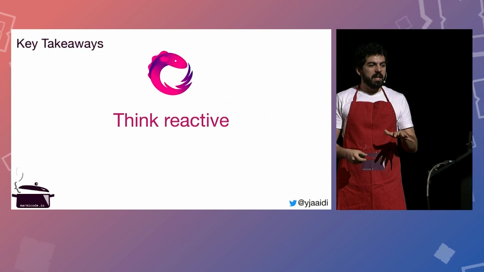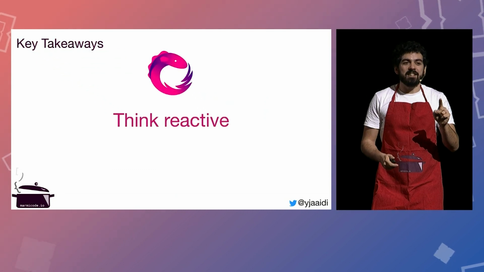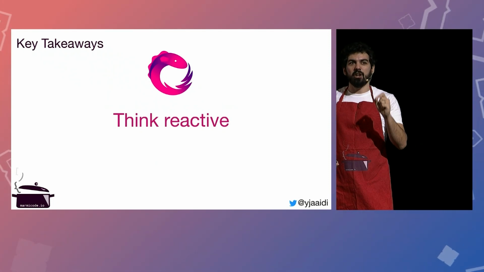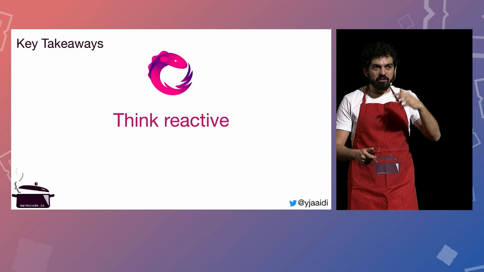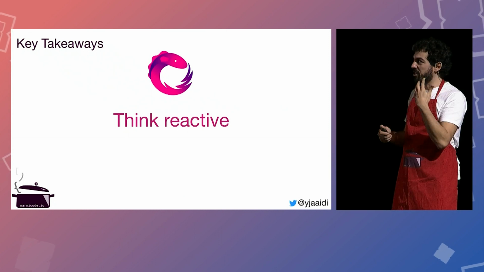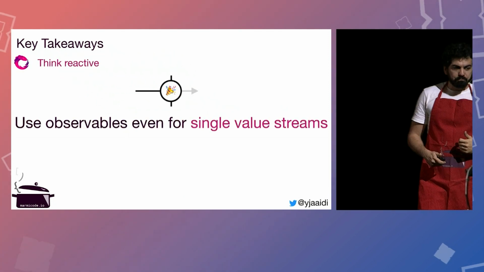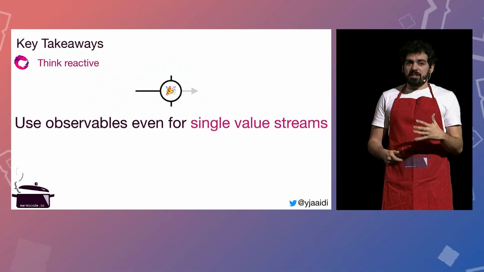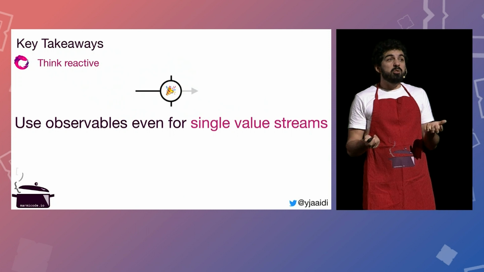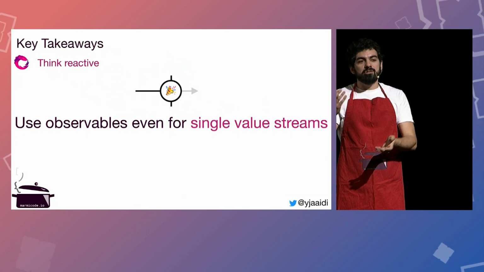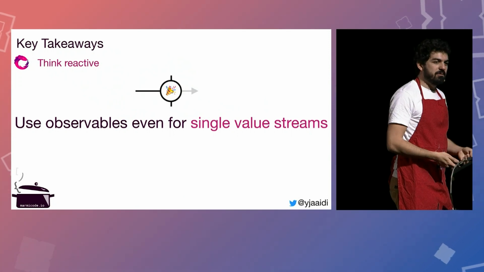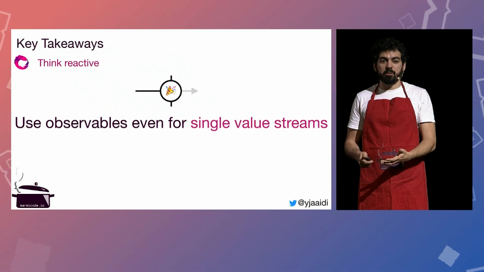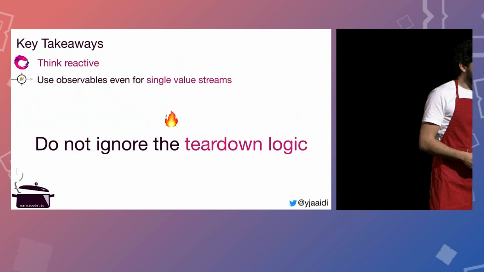So the key takeaways are think reactive. It's not easy, but it's really worth it. It's a mind shift. We have to think reactive. It's another way of thinking. We think about streams. And the best way to learn is to practice. Use observables even for single values. Sometimes we don't use observables; we use promises because we think, oh, it's just one value, let's just use a promise. Use observables even if you have a single value because you can cancel the request afterwards. You can cancel the processing.